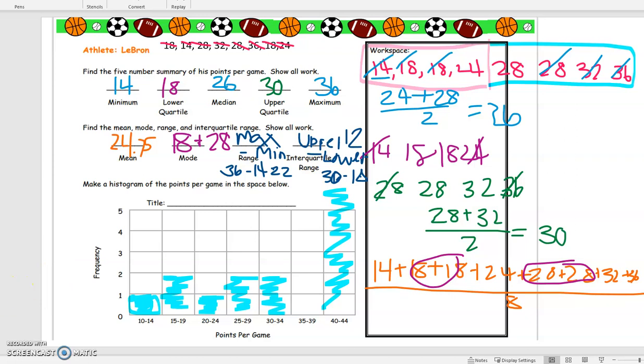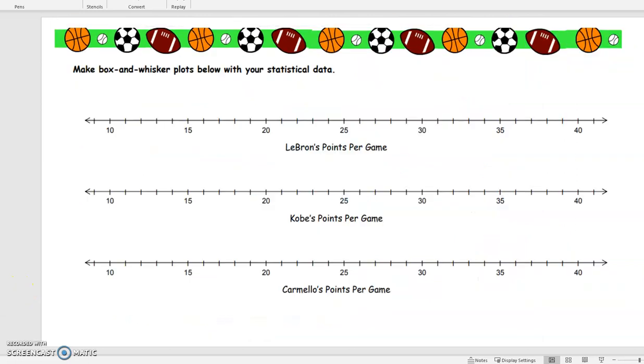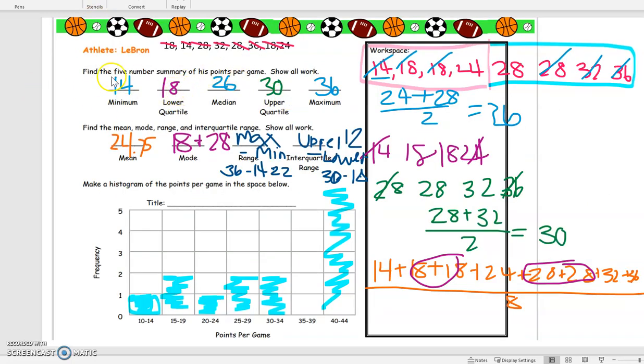The next thing on slide 7 is you're going to create a box and whisker plot. To create a box and whisker plot, you're going to need your 5-number summary. So you've already done your calculations. So what I do is I take these 5 numbers, 14, 18, 26, 30, 36. I can remember all 5.